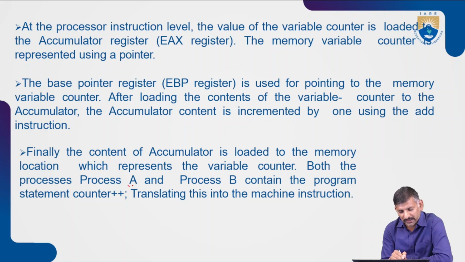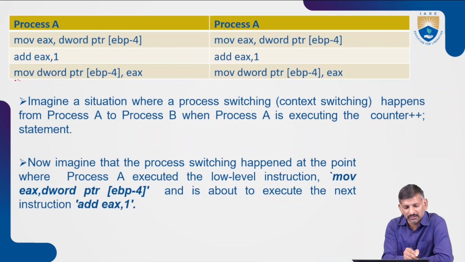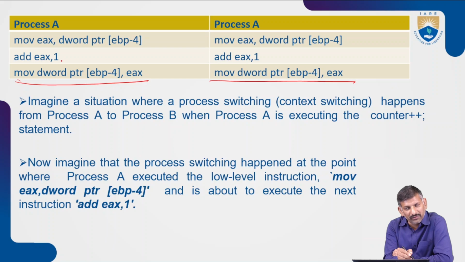Both process A and B contain the increment operation. If you translate these two operations to the machine level, we get these instructions in assembly language. Here, the memory location value is loaded into the accumulator, the accumulator is incremented by 1, and the incremented value is loaded into another memory location. The same operation is done here for process A and process B.